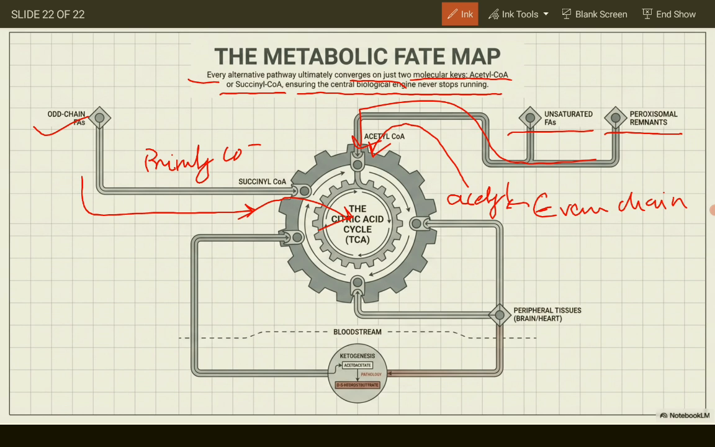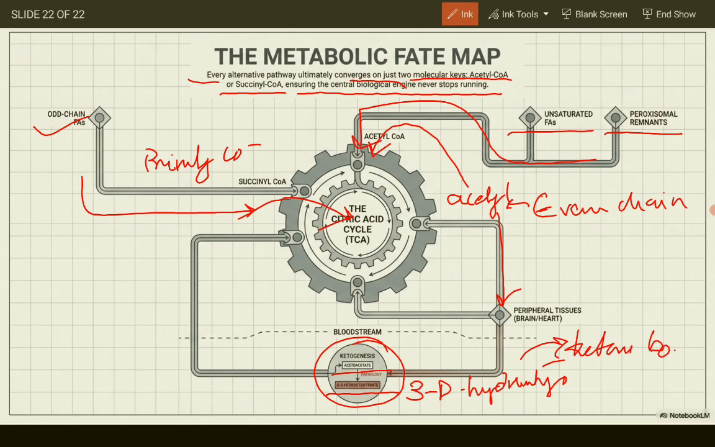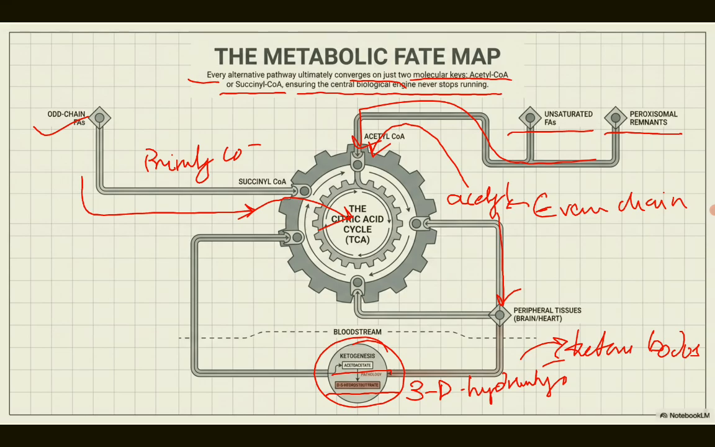And if the acetyl-CoA cannot enter the TCA cycle, it will undergo ketogenesis. Acetoacetate will be produced, through 3-hydroxybutyrate, and produce ketone bodies. So this was the final fate map.